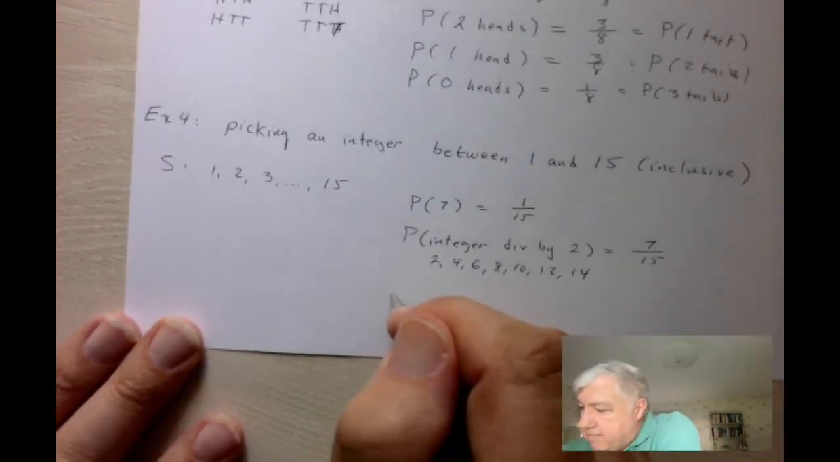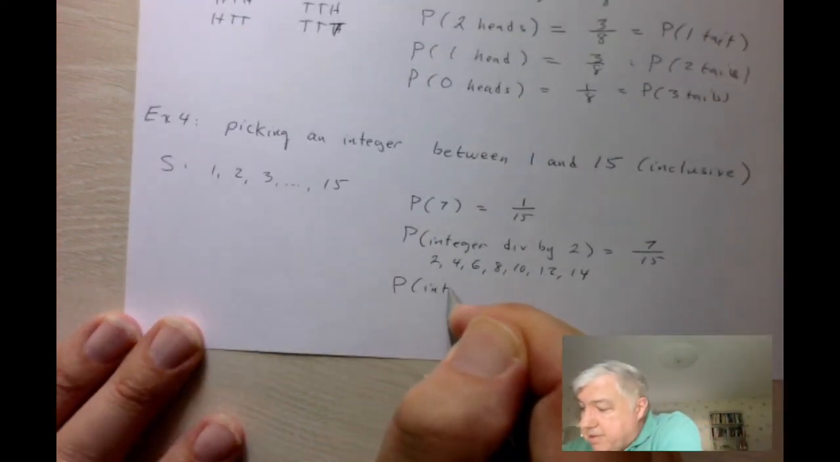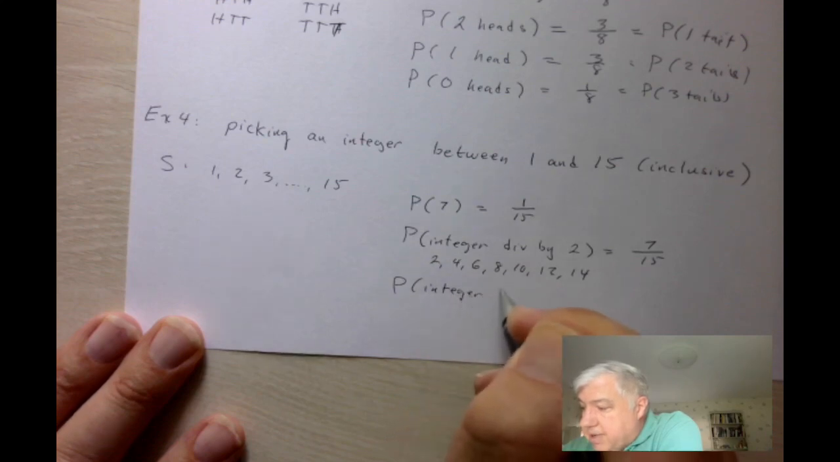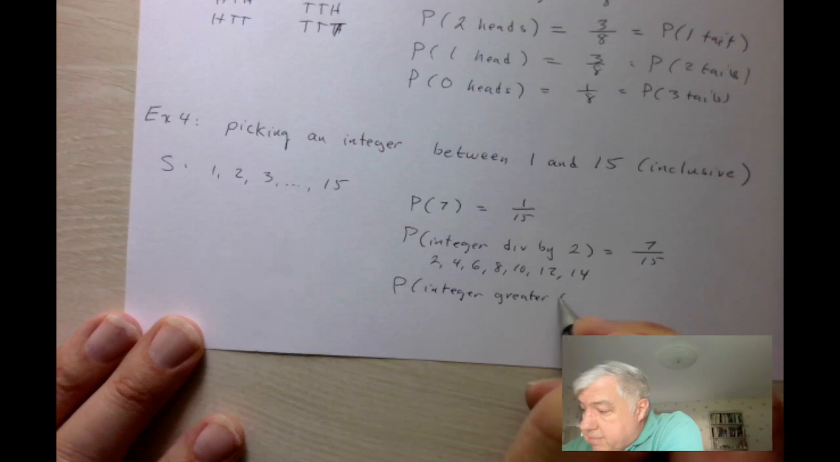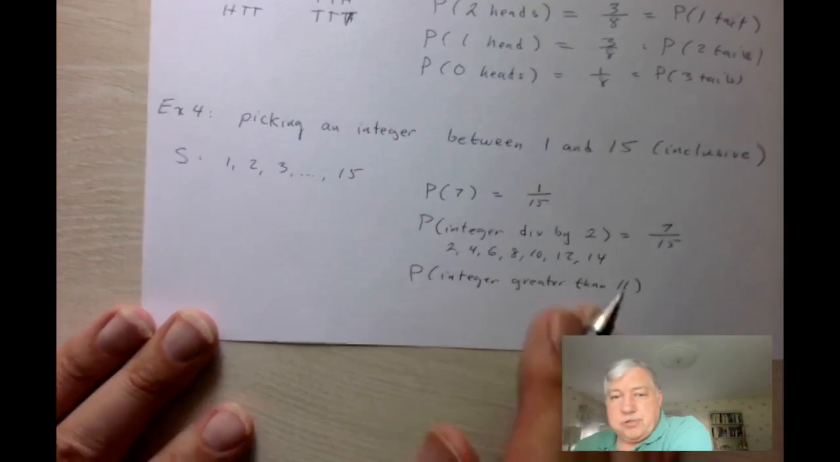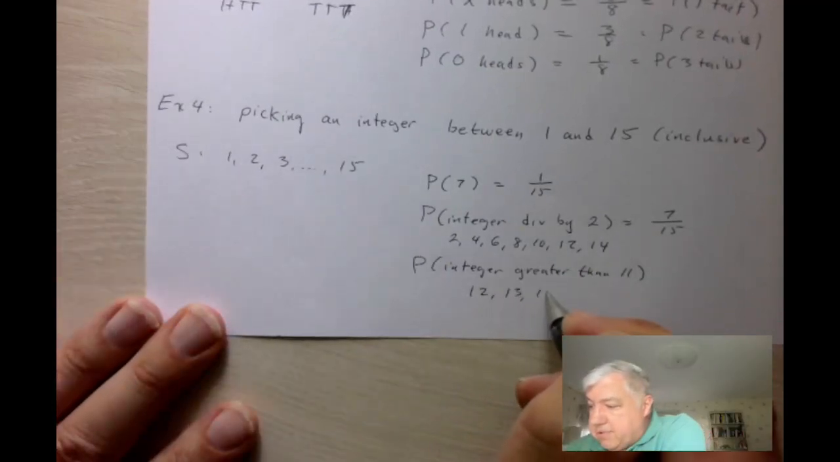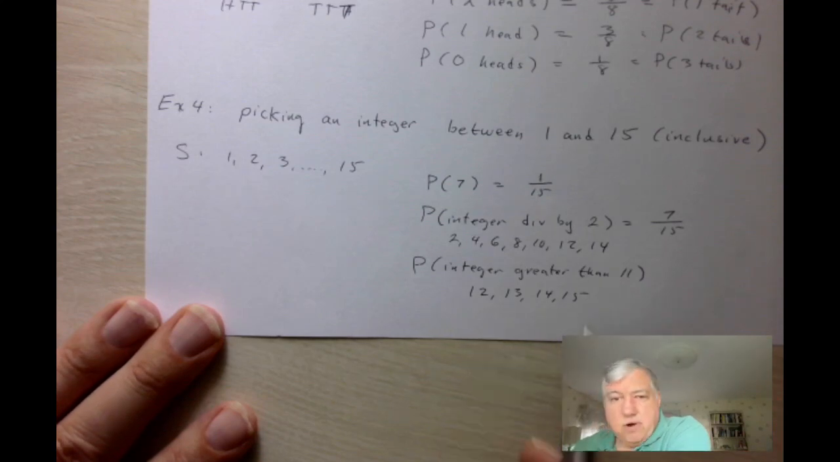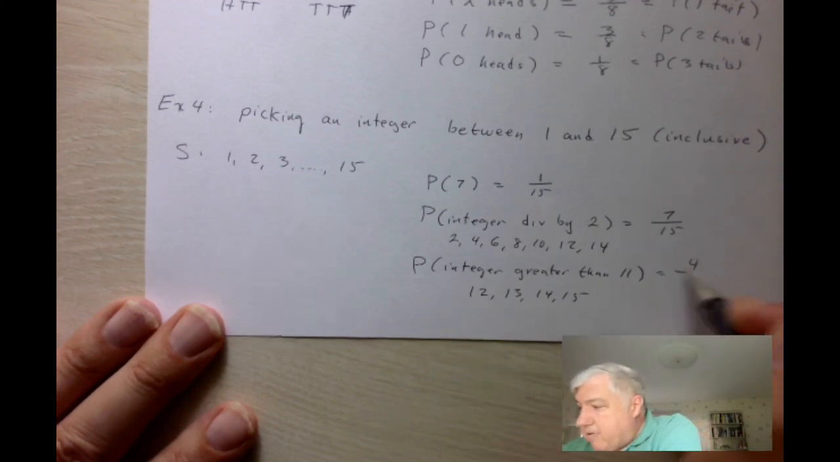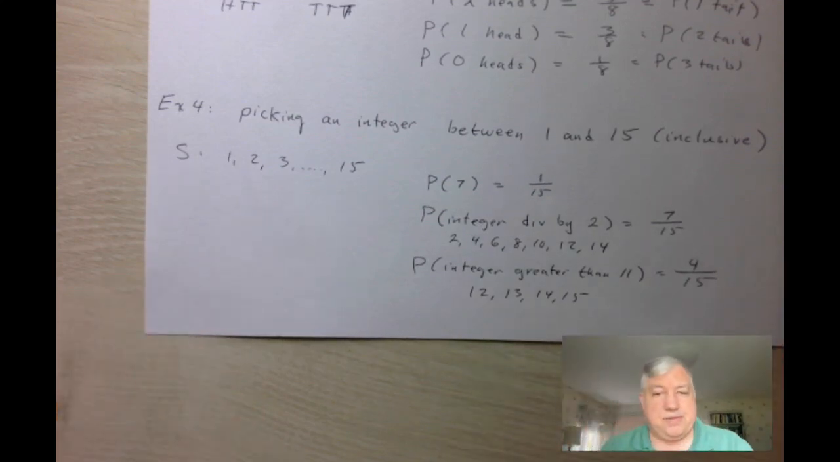If we wanted to find the probability that the integer is greater than, let's say, 11. Well, what integers are greater than 11 in here? It would just be 12, 13, 14, and 15, right? 4 outcomes. The probability of that would be 4/15.